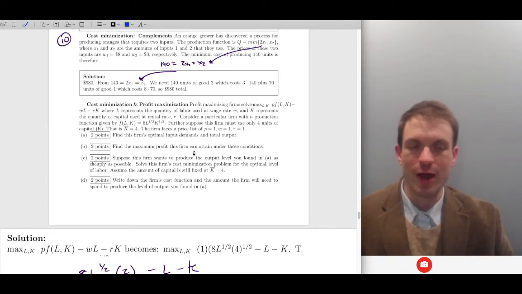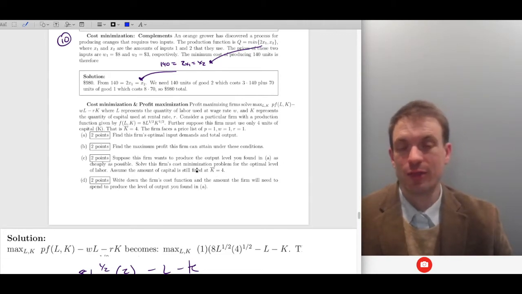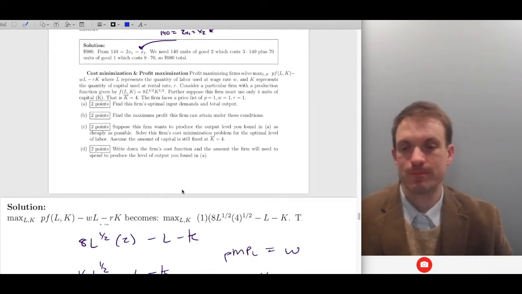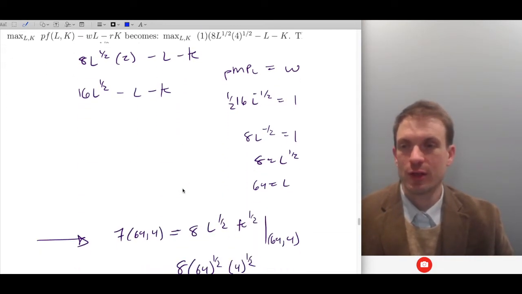Find the maximum profit. Suppose they want to produce this output that we found there at lowest cost. So solve the cost minimization problem. Write down the cost function. All right, so let's do that here.